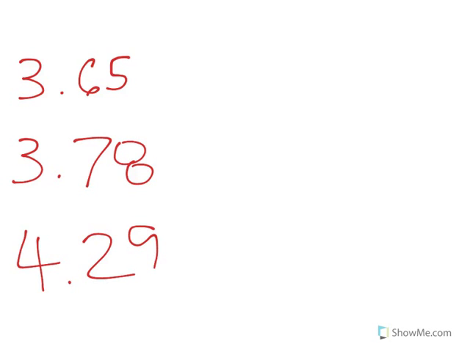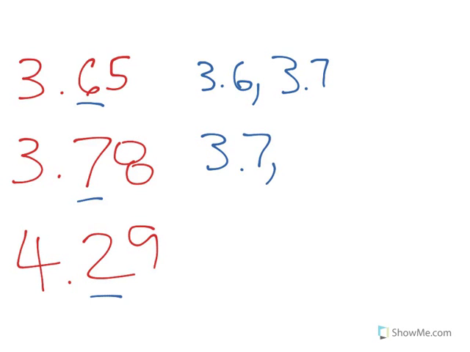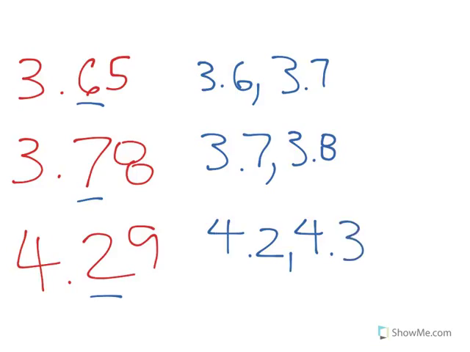Okay, so now if I'm rounding to the tenths column, I'm rounding to this column right here. So one way of thinking about it is it's either possible for the answer to stay at 3.6 or it's going to change to 3.7 because that's the next number up. This one here, it's going to stay at 3.7 or change to 3.8 if I need to round it up. This one here is going to stay at 4.2 or change to 4.3.